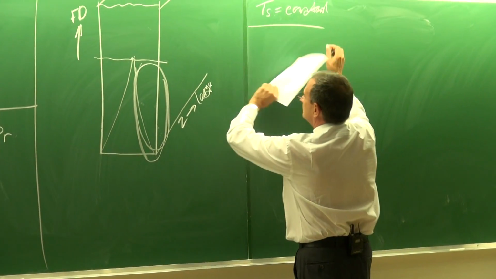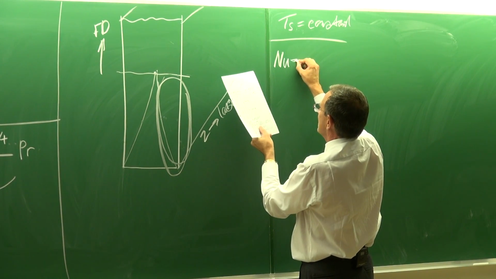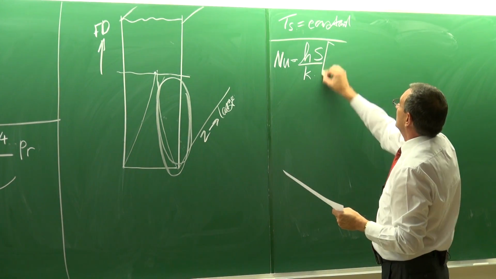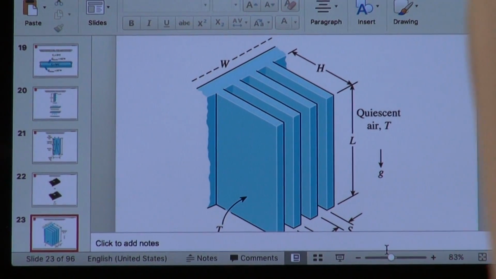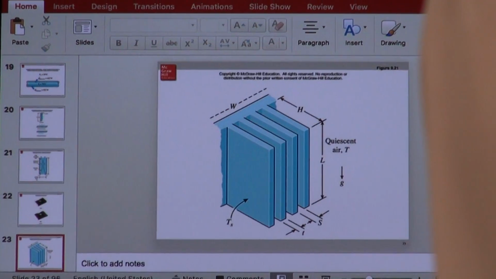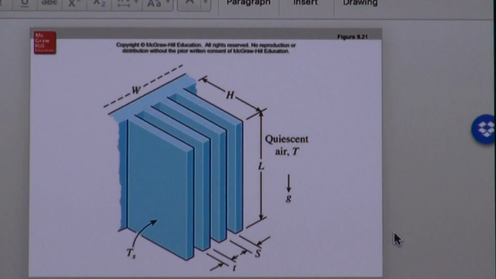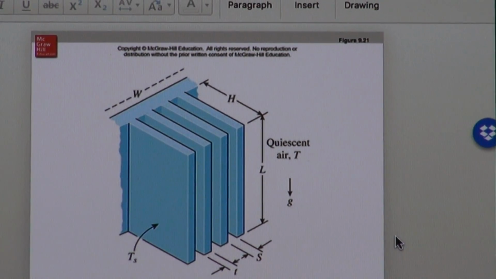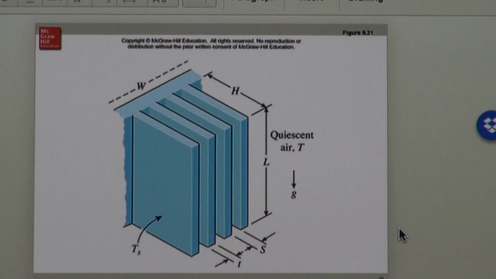just as an example, the Nusselt number is given as the heat transfer coefficient multiplied by S divided by k. Cameron, can you quickly look there on the slide for us? Where's S? Oh, you can't see it, so let me make it a little bit smaller. There you can see. So you see S is the distance between the fins. So the Nusselt number is written in terms of the distance between the fins, not the length of the flat plate that we have here on the side.